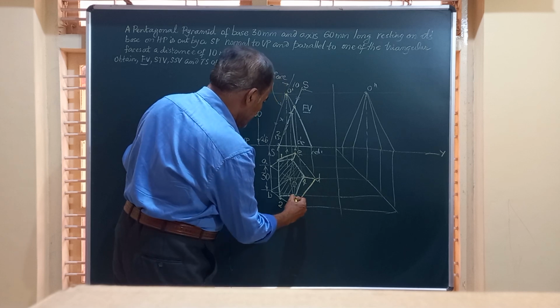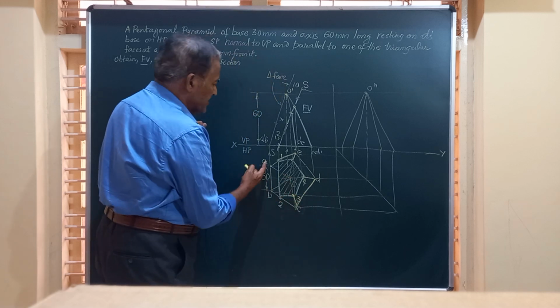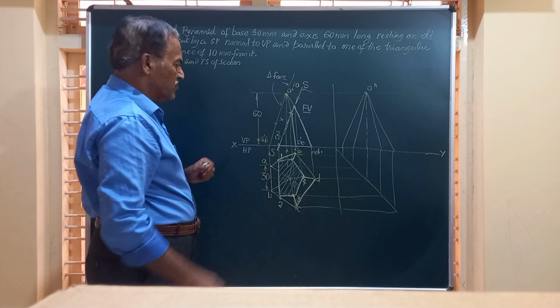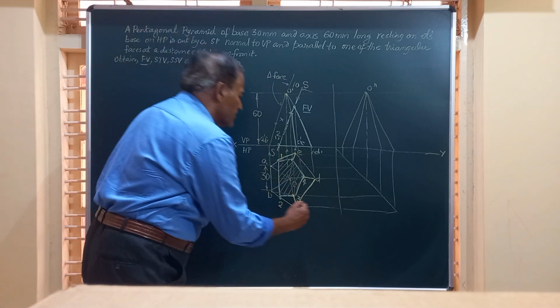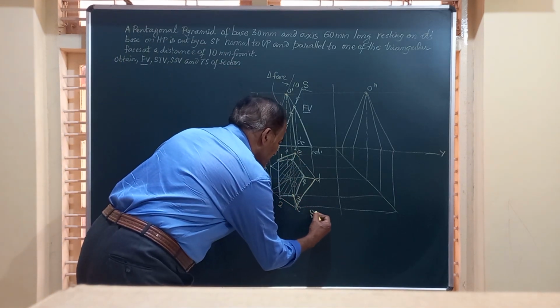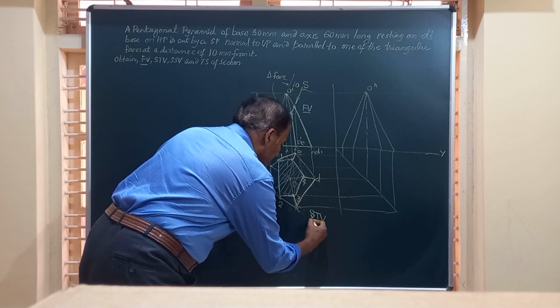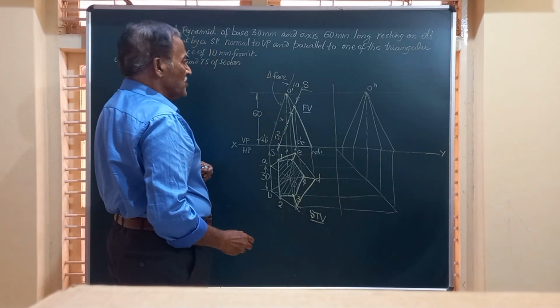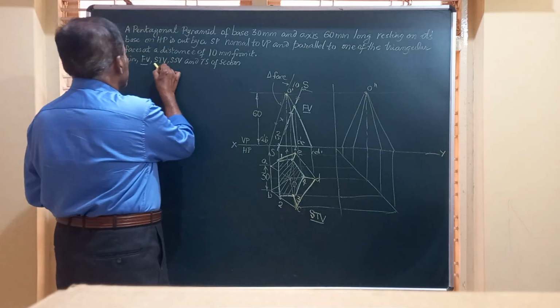A, B, C, D, this is visible. And post this, A and B are removed. O, A, B are totally removed. Friends, this figure will represent the sectional top view of the pentagonal pyramid.